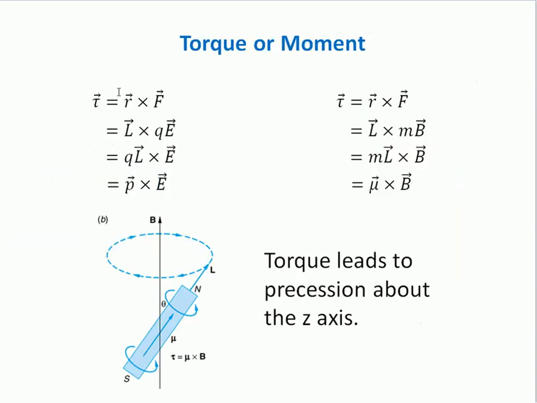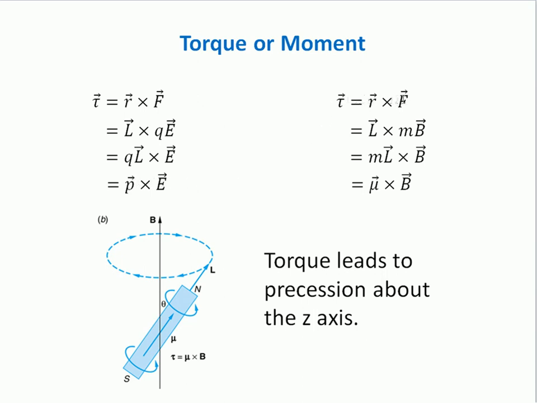The definition of torque is R cross F. So the distance would be L, and the force would be QE at the end. Q is a constant, so I'm going to pull it over to this side. And we get the formula that the torque is equal to the product of the dipole and the electric field.